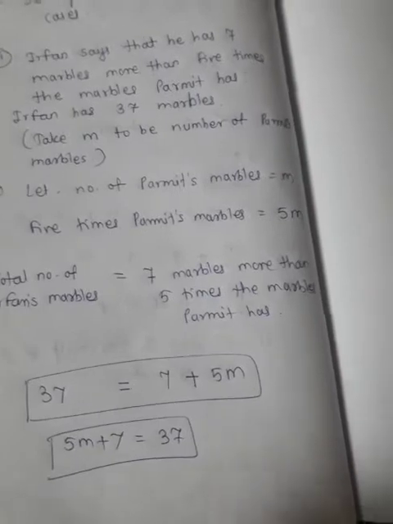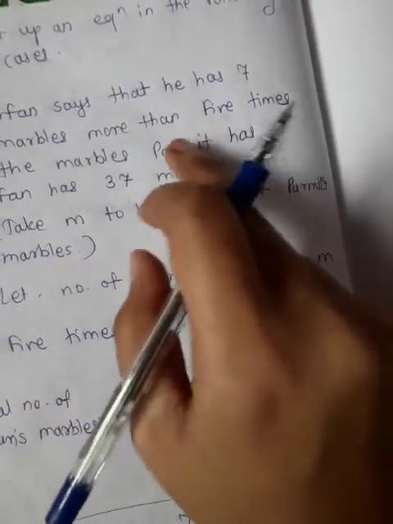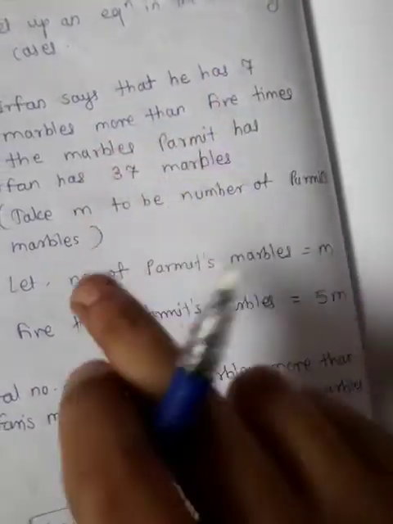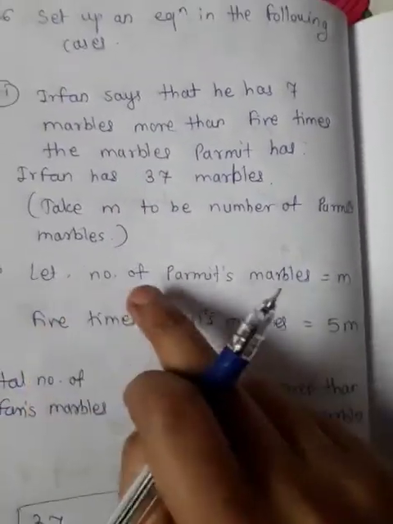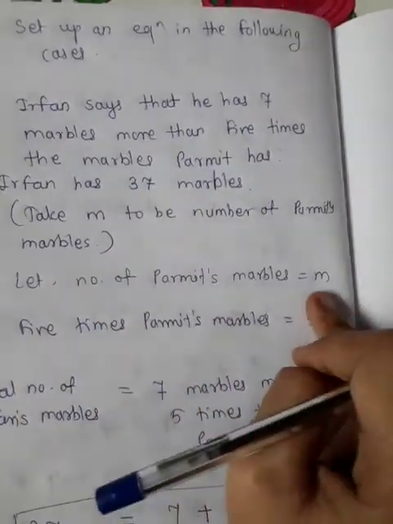Okay, so here first we consider the unknown number. So here what is unknown? The number of Permit's marbles is unknown. So we first consider the number of Permit's marbles is m.